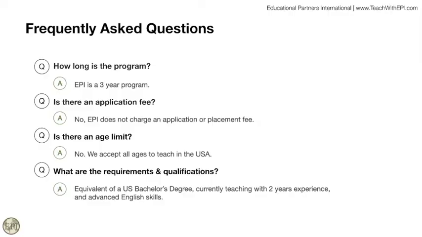So here are some of the most common questions we get at EPI. Lots of applicants want to know how long the EPI program is, and EPI is a 3-year program. People also ask, is there an application fee? So the answer is no, there is no application or placement fee. There are other costs associated with your application, such as the cost of obtaining your diploma or transcripts, but EPI will never charge you an application or a placement fee.